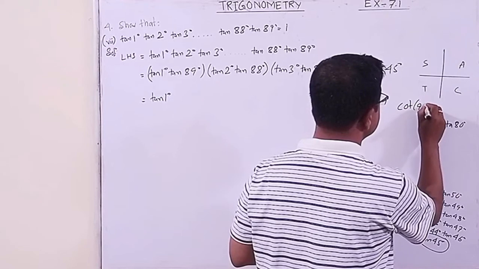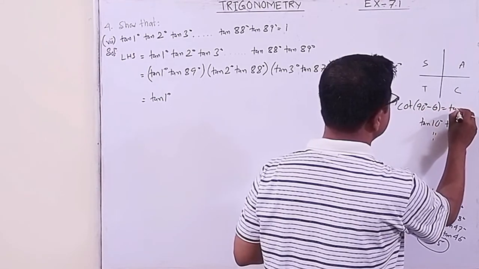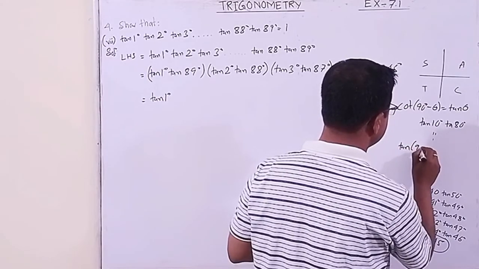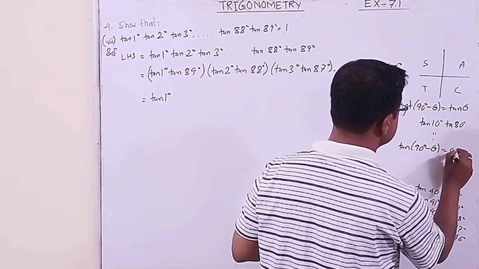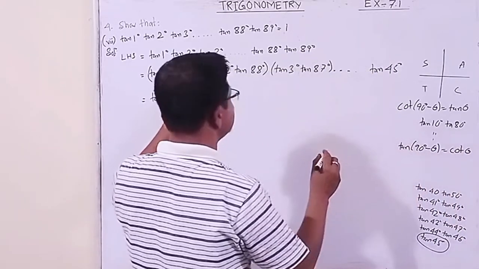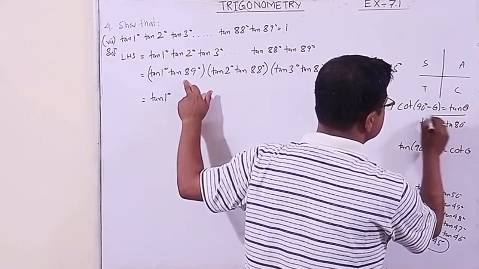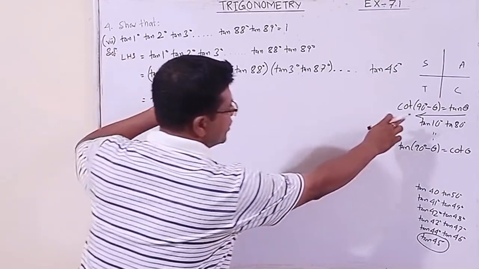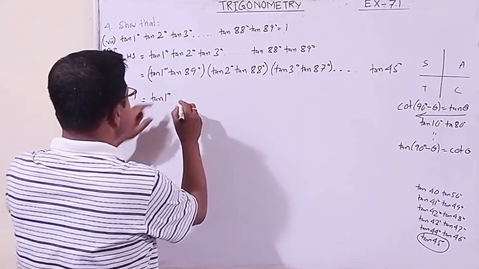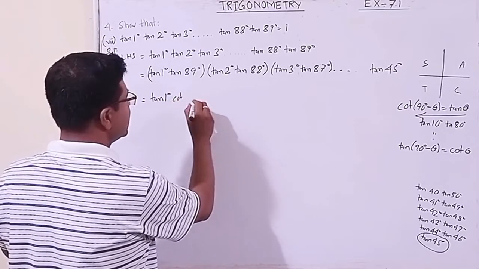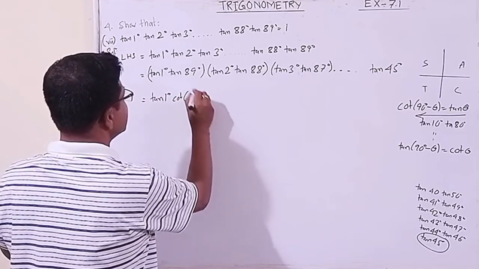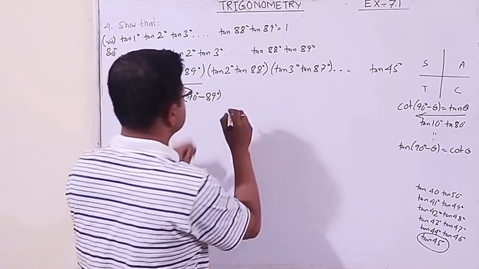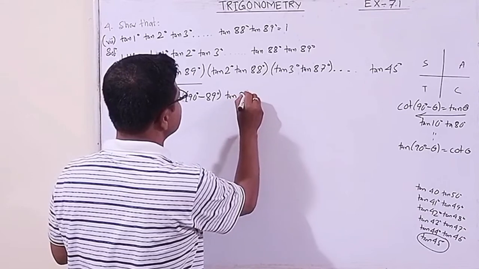Cot of 90 minus theta is equal to tan theta. The space is less, so let us write here tan of 90 minus theta is cot theta. It is in terms of tan, so we shall convert to this. Whenever there are complementary angles, tan will be written as cot of 90 minus theta, 90 minus this, 89 degree. This pair is done.